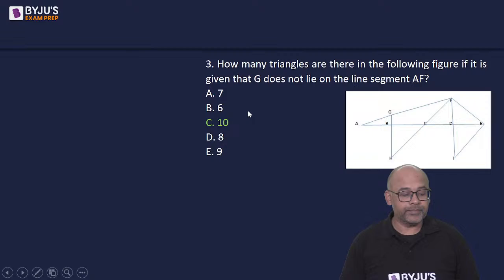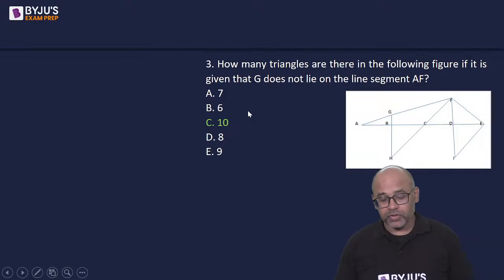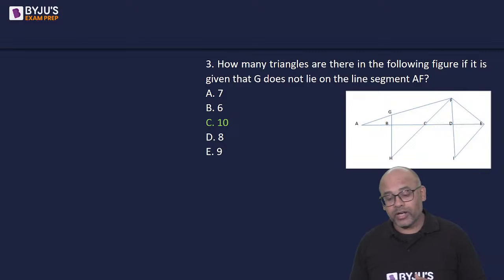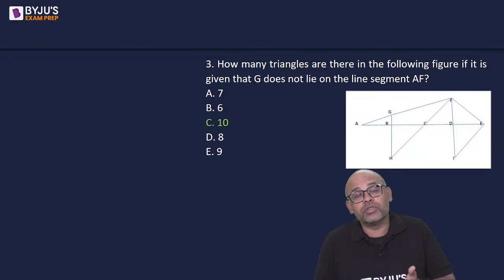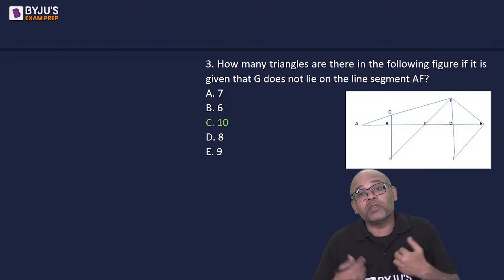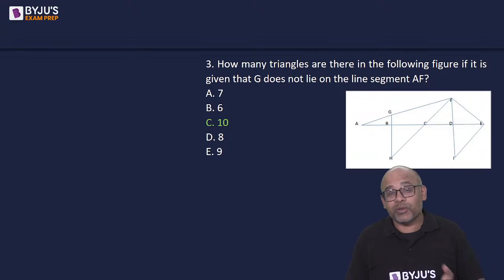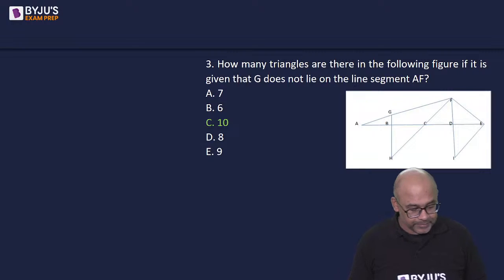Is that clear? So correct answer is option C, 10. Now if you notice, only 1 or 2 of you got this correct. Many of you got 9 because you missed some triangle somewhere. That is what I said, that this is a trap. It looks easy, oh, only counting of triangles, but you can see how many of you made the error. Yes or no? Okay.